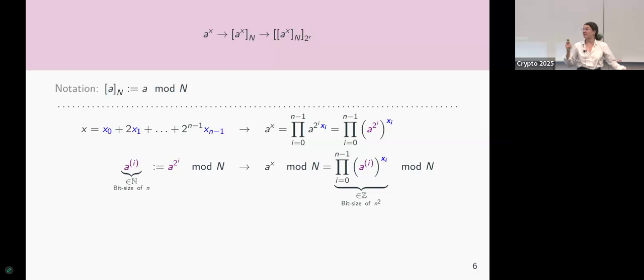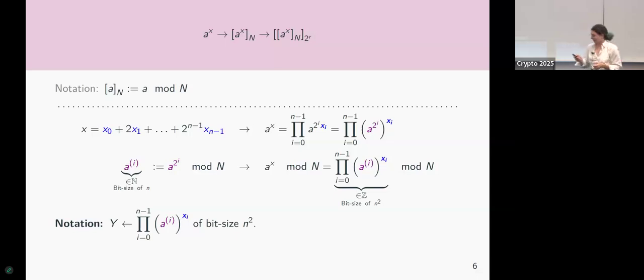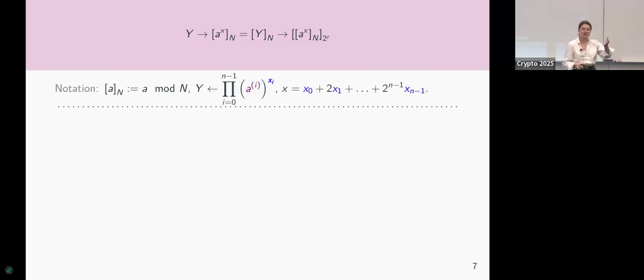The second reason why this kind of technique is useful is because, by definition, the a to the (i) necessitates n bits to be represented, and so this means that this quantity right here that we have to compute prior to the modulo big N operation is at most n squared bits long. All right. So now our computational sequence has changed, and we want to compute this quantity y that we just defined, and then modulo big N, and then modulo 2 to the r.